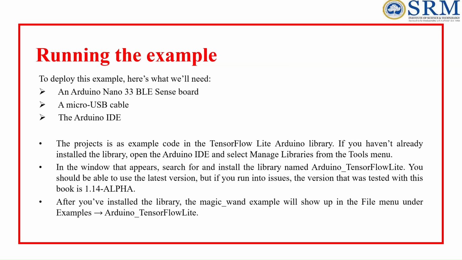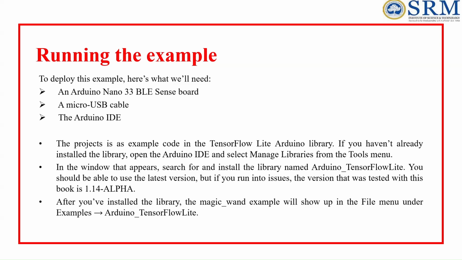Now let's walk through the steps of actually running the Magic Wand example on your Arduino. First, you will need the following: an Arduino Nano 33 BLE Sense board, a micro USB cable, and the Arduino IDE installed on your computer. The Magic Wand example is a part of the Arduino TensorFlow Lite library. To install it, open the Arduino IDE, go to the Tools menu and select Manage Libraries.